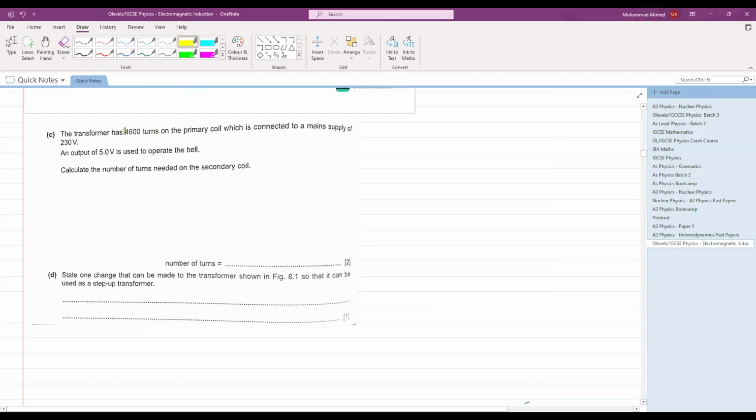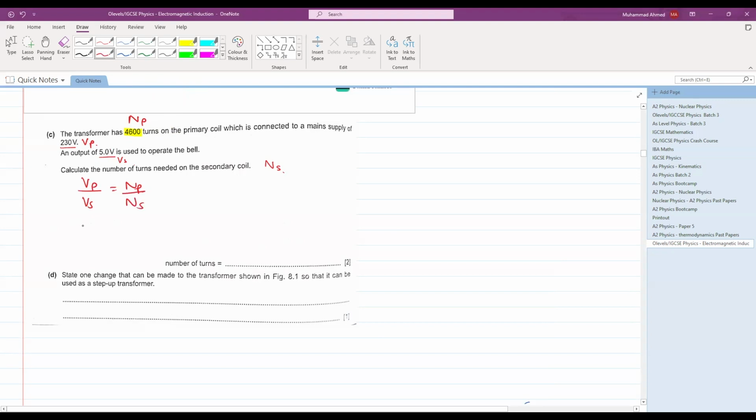The transformer has 4600 turns on the primary coil. This becomes Np, which is connected to a main supply of 230 volts. This becomes your voltage primary. And output voltage of 5 volts is used to operate the bell. This is your voltage secondary. Calculate the number of turns on the secondary coil. We have to calculate Ns. So Vp over Vs is equal to Np over Ns.